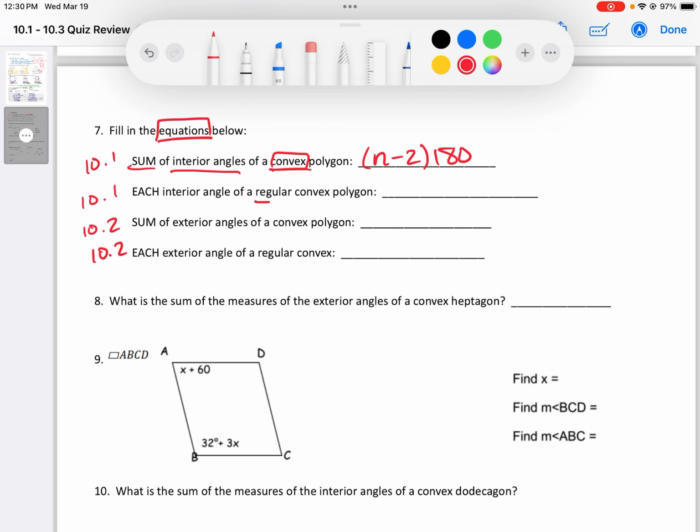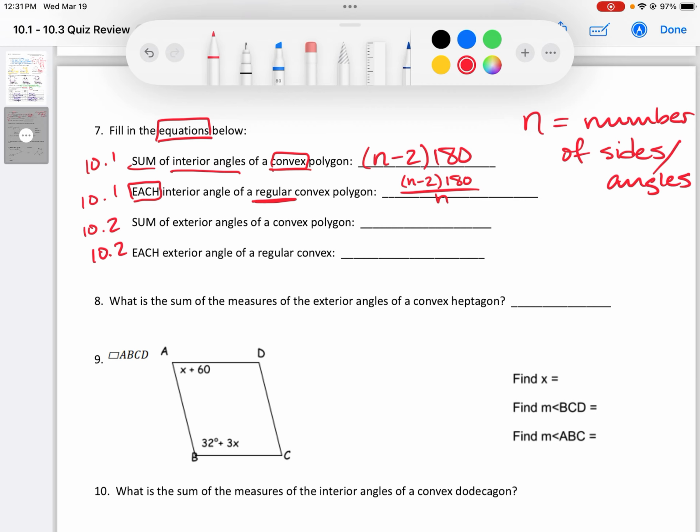And then if that convex polygon is regular, meaning all of its angles are the same, you can find what each of them is by doing n minus 2 times 180 over n. And remember, n is the number of sides or angles. They should be the same number anyway. Let me make that look better. All right.